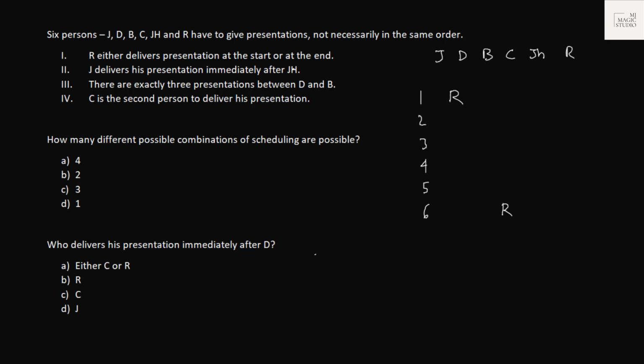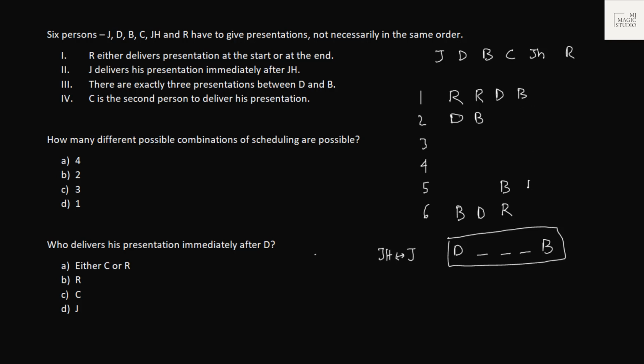J delivers his presentation immediately after JH. So it should be JH and then J. There are exactly 3 presentations between D and B. D 1, 2, 3 and B. So these account for 5 places. So if we put here DB, or here we can have BD, or here we can have DB or BD. So let me put it. It can be DB or it can be RBD, D here, B here, or BDR. In all the 4 cases, we have got 3 presentations between D and B.